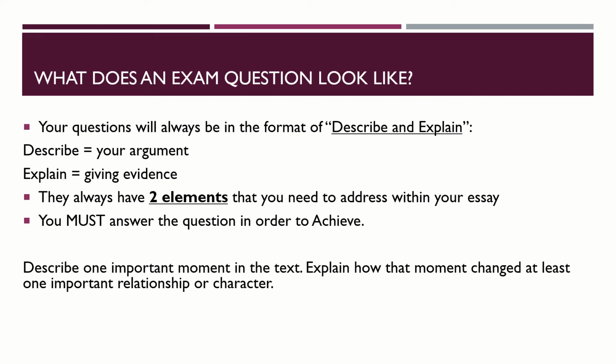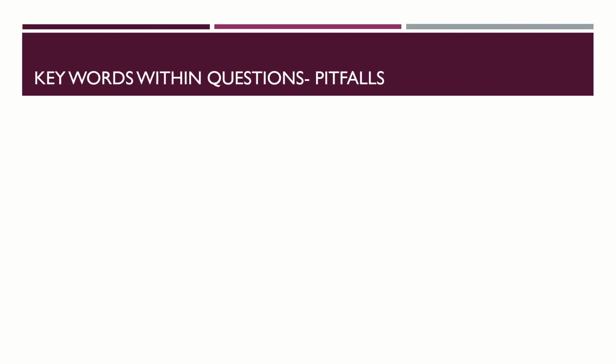Describe one important moment in the text. Explain how that moment changed at least one important relationship or character. Okay, so you've got describe the moment and explain how that moment changed a relationship or character. So describe the argument and explain the evidence for it. Okay, so in my essay, if I was going to choose this question, I would need to go into detail in both parts of that question. So let's unpack this a little bit more.